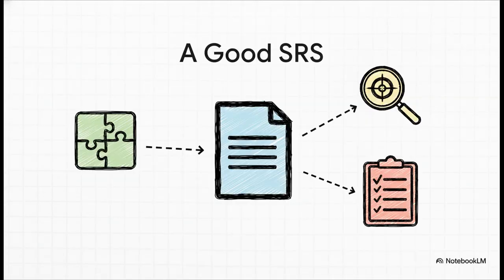But listen, not all of these documents are created equal. A vague SRS is basically a recipe for disaster. A good one has to be crystal clear. For example, it's got to be complete with no gaps. It needs to be unambiguous, so it can't be misinterpreted in a million different ways. And it has to be testable, so you can actually prove that the final product does what it's supposed to do. This document really sets the standard for success.